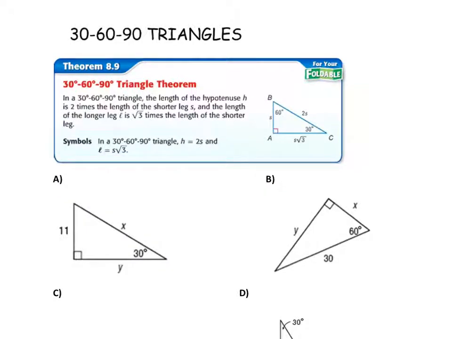Okay, today we're going to continue looking at our special triangles. Today we're looking at 30, 60, 90 triangles. Yesterday we looked at 45, 45, 90. The 30, 60, 90 triangles, again, are still right triangles, but they have measures of 30, 60, and 90 degrees. They are not isosceles. However, they do have special properties that allow us to find the other sides given one side.